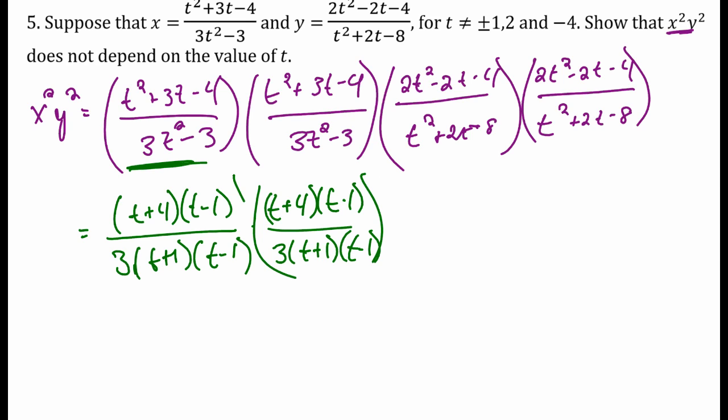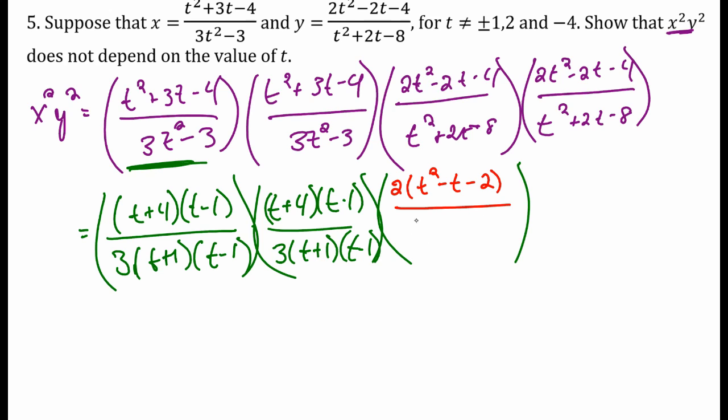So there's the first 2 factored, and now we get to factor the next 2. The numerator looks like a trinomial with a leading coefficient, but there's a GCF of 2. If I factor out a 2, I'm left with t squared minus t minus 2. The denominator, before we factor the numerator more, let's factor the denominator. I get t plus 4, t minus 2. What multiplies to negative 8 that adds to 2?